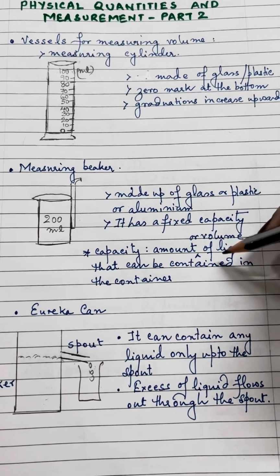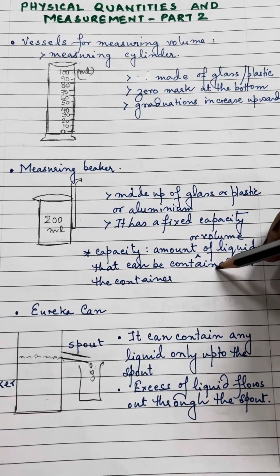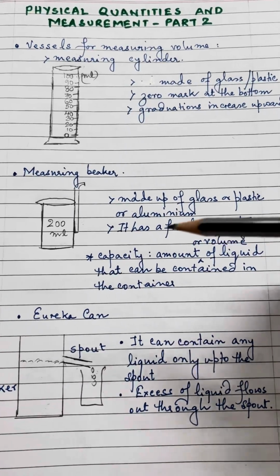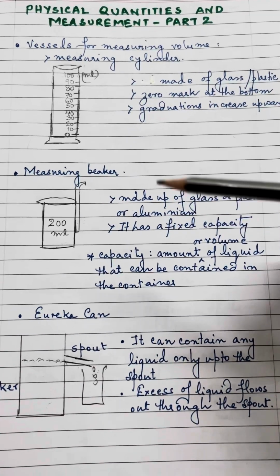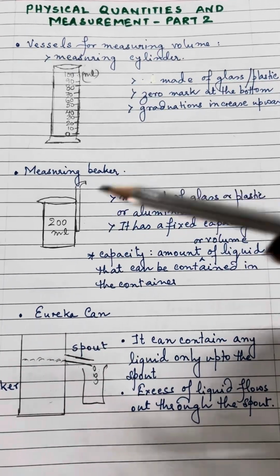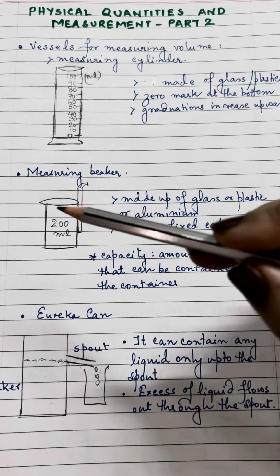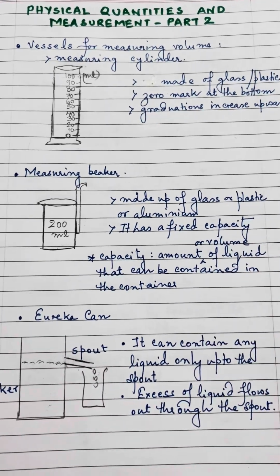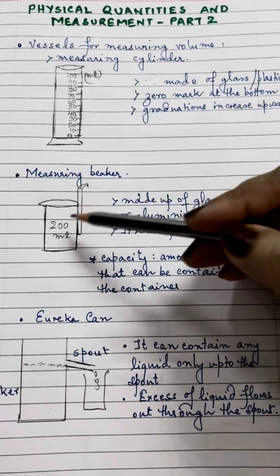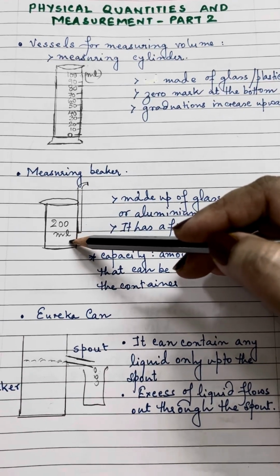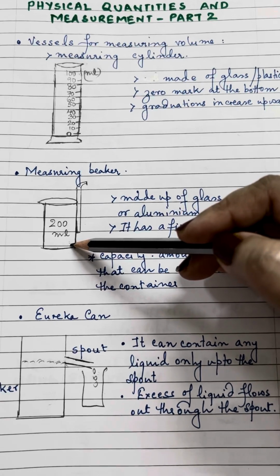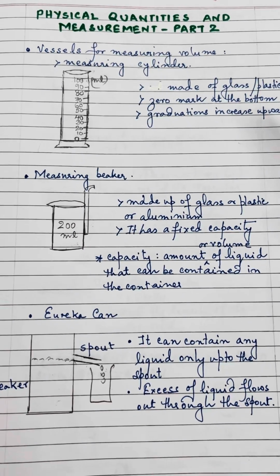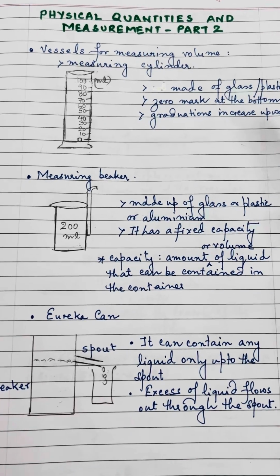What is the meaning of capacity? A little bit of recapitulation. It is the amount of volume that can be contained in the beaker, right? So if this measuring beaker is filled up to the brim over here, then it will contain only a certain volume of liquid. That's known as the capacity. Over here the capacity of the beaker that is shown is 200 ml. It can be 500 ml also, depending upon the kind of measuring beaker we are using.